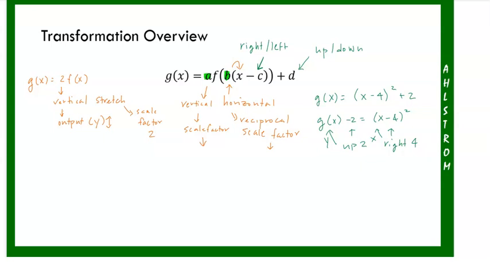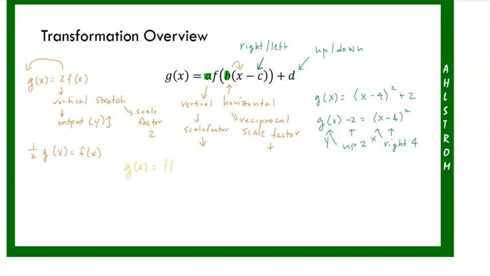Okay. And I said another way to write that is to move that 2 to the other side, and it becomes 1/2 g of x equals f of x, which tells us we just need to multiply. You can literally see that you have to take the reciprocal of 1/2 to find that the scale factor is 2.